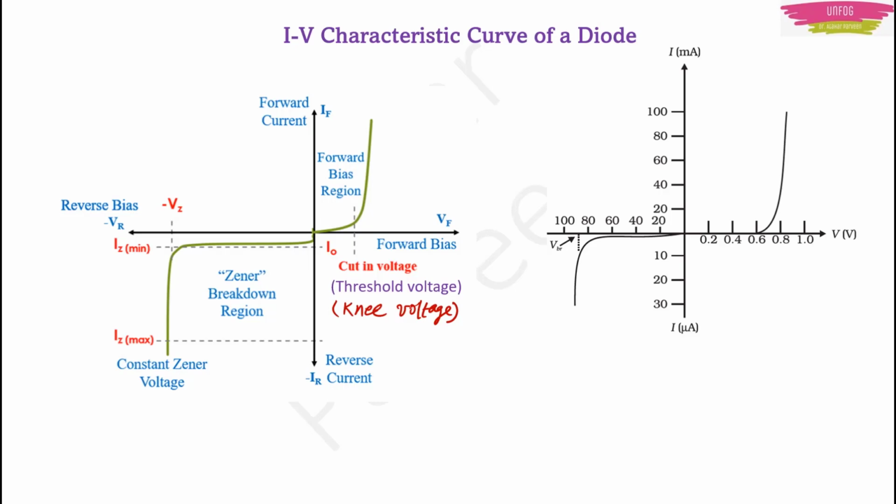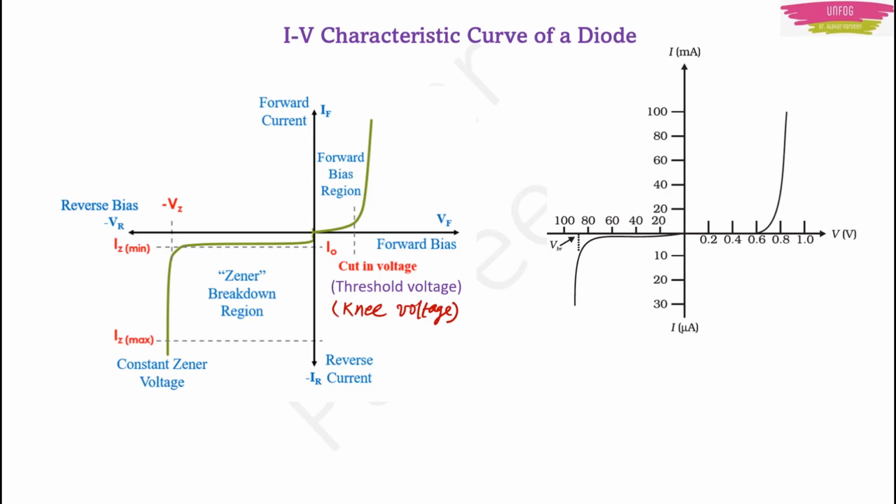Actually, in forward bias condition, the current first increases non-linearly up to some certain forward bias voltage. This voltage is known as the cut-in voltage, threshold voltage, or knee voltage. Then the current will rise abruptly even if you do not increase the voltage. This is happening in forward bias condition. See here, in forward bias the x-axis is in volts: 0.2, 0.4, 0.6, 0.8. And on the y-axis the current is in milliamperes: 20, 40, 60, 80, 100.